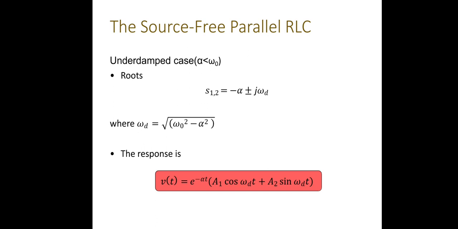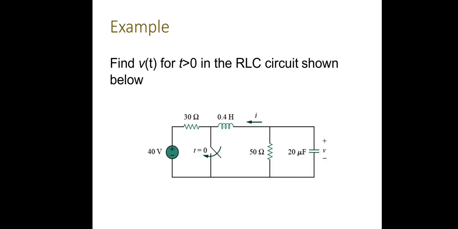So therefore, omega d is the square root of omega naught square minus alpha square. From this response, you say that the response of this auxiliary equation in this case is indicated by v of t equal to e power minus alpha t into A1 cos omega d t plus A2 sin omega d t. So this is about the source free parallel RLC circuit.